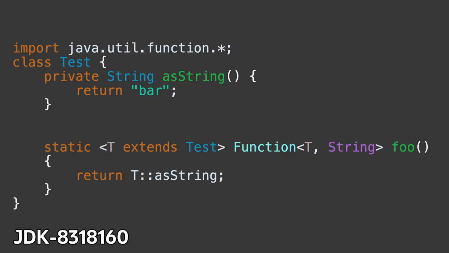Prior to JDK 22, javac would accept private method references with a type variable receiver. This implies that the javac compiler would accept a code example like this. Starting with JDK 22, this will be rejected by javac.